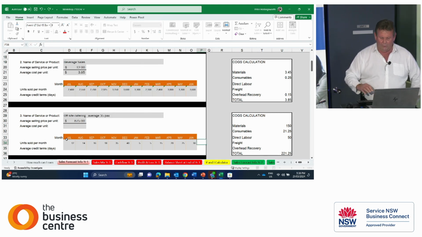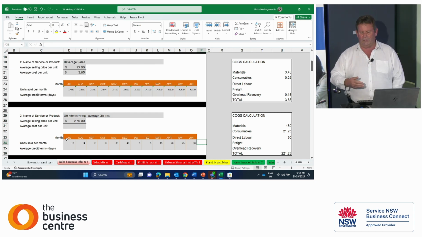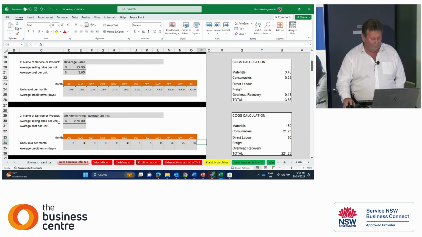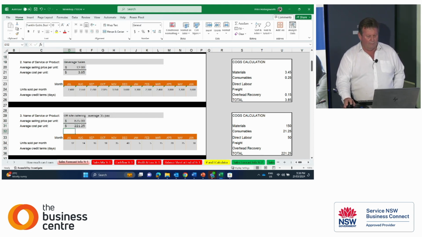And of course, you've got the flexibility to play around with this, to look at different scenarios and say, well, what happens if I double what I'm doing there? I didn't put that cost in. 221.25, pardon me. So what might happen if we sell more in March, April, May? What does that do to our profit? And we'll see that in a moment.